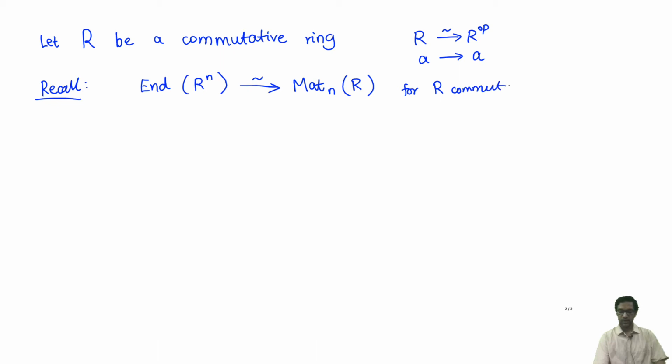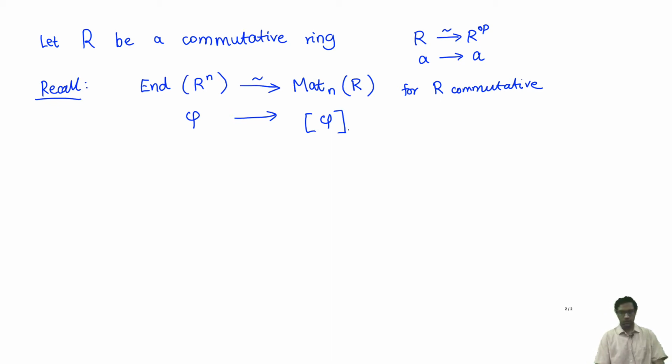Okay, and recall how the map was defined. Given a homomorphism phi, we could pick the standard basis of R^n, what we call the e_i's, and you just apply phi to e_i and write the answer as a linear combination of the e_i's again, and write the entries in the ith column. So this we call the matrix of the homomorphism phi.